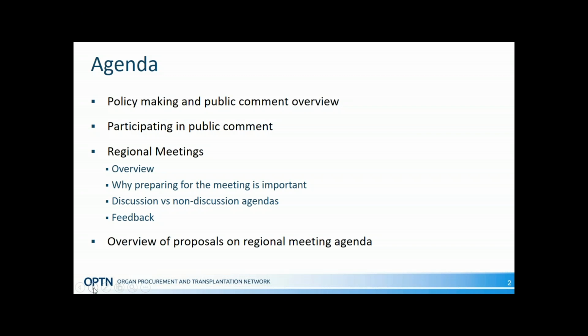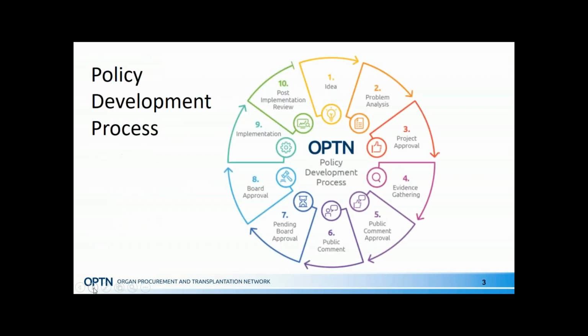During today's webinar, we will review the OPTN policymaking process with a focus on the step we are currently on, public comment. We'll also talk about how you can participate in public comment and how feedback is taken into consideration when developing a final proposal for the board. Regional meetings occur during public comment, so we'll also spend a few minutes providing an overview of the meetings and why it's important to prepare before attending. We'll conclude the webinar with a brief overview of the proposals on the regional meeting agenda and provide an opportunity for you to ask questions.